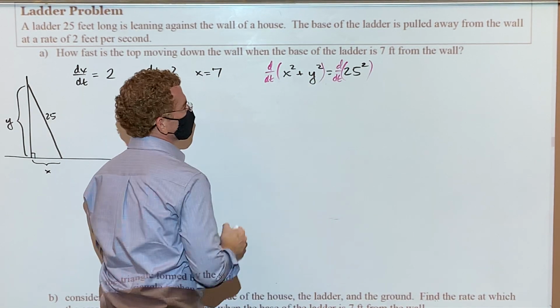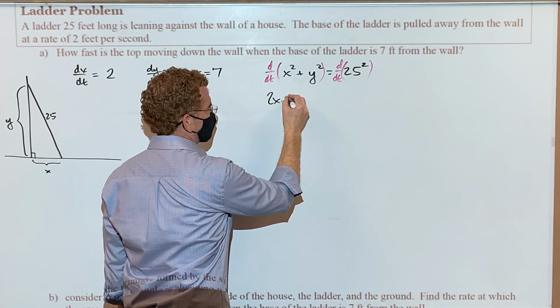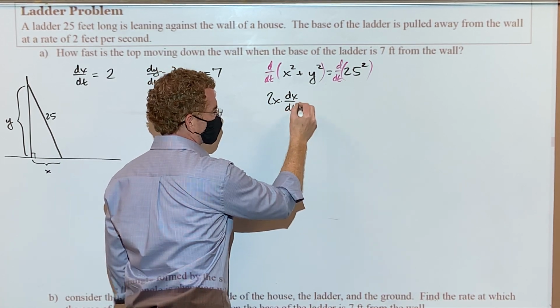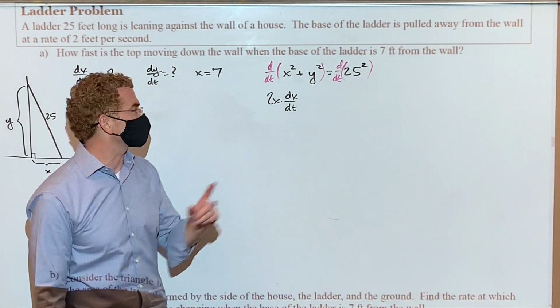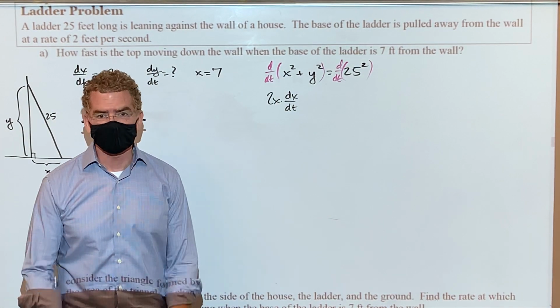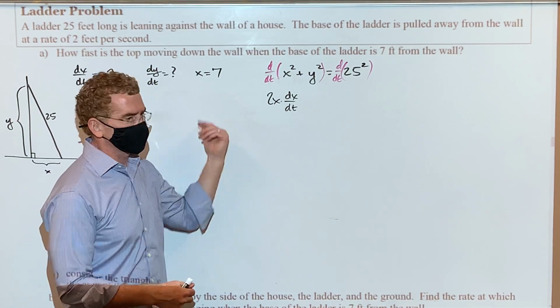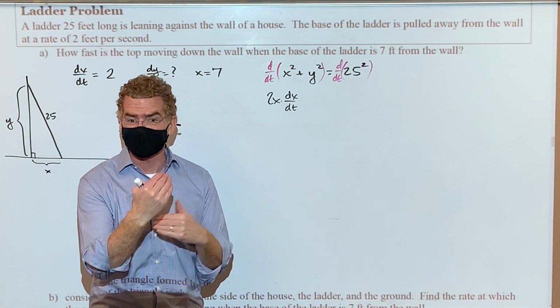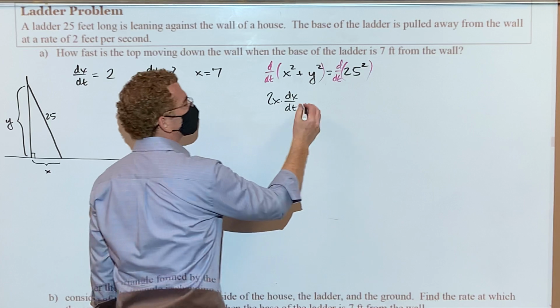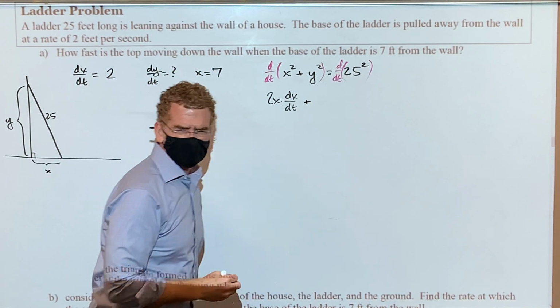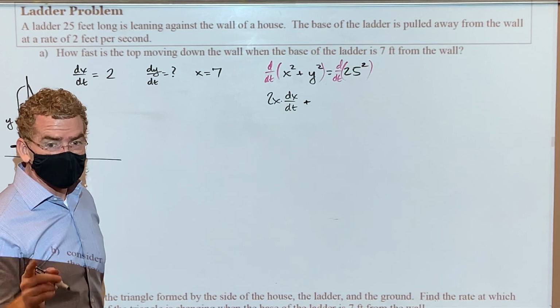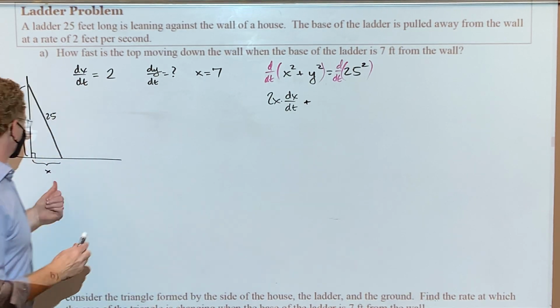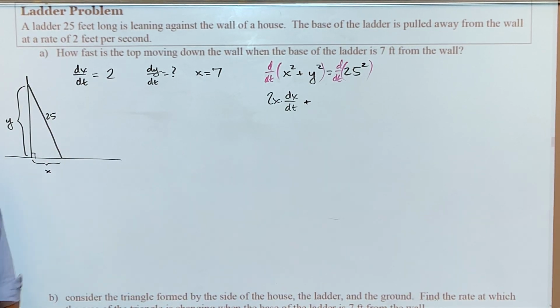2x dx/dt. Now there's that first example: normally we're used to taking a derivative with respect to x and we would just say 2x. But the derivative with respect to t is 2x dx/dt, because there is no dx/dx. And then plus, Mr. Curry, if you know that x is 7, why wouldn't you just go ahead and plug 7 in? Great question.